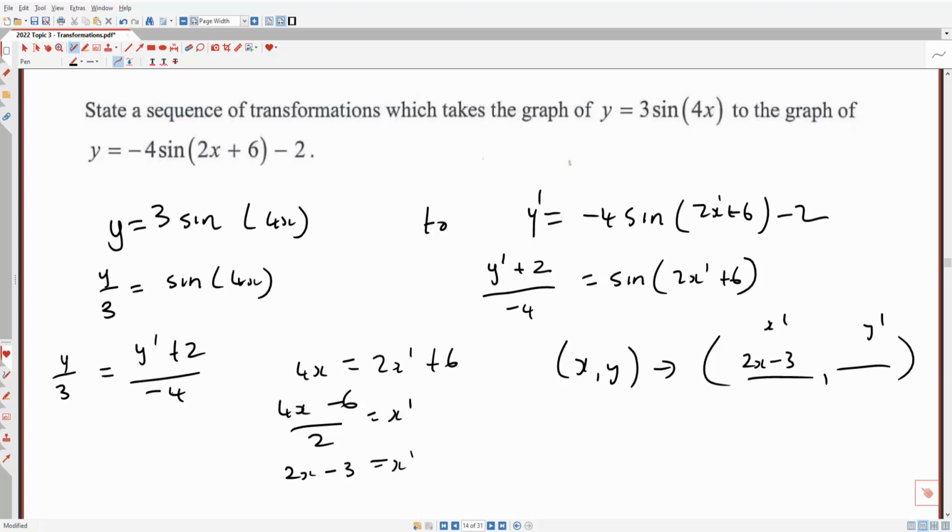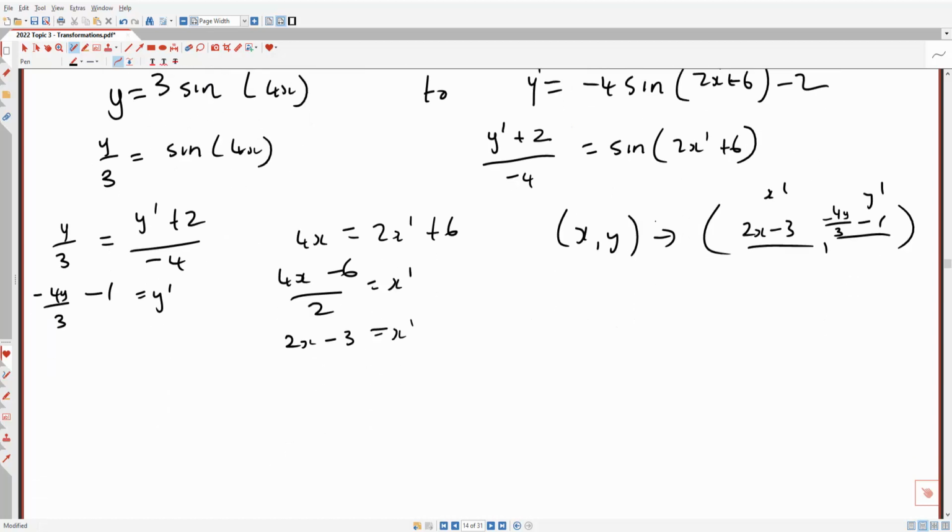Now over here, what I'm going to do is multiply by -4 and subtract 2 is y dash. -4 y on 3 take away 1. Alright, let's list the transformations. So we start with x, it gets multiplied by 2. That is a dilation factor 2 from y axis.